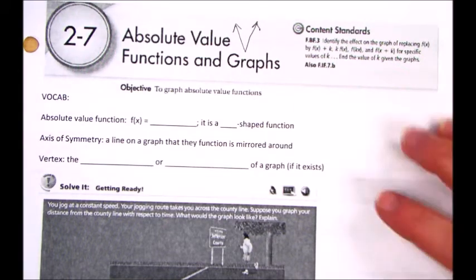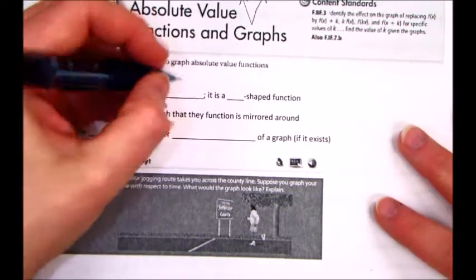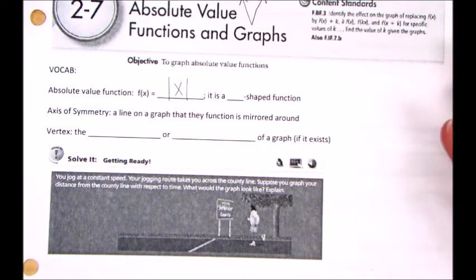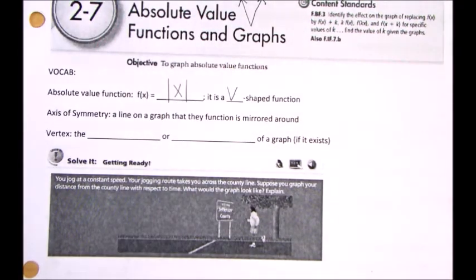Let's start with some vocab. Absolute value function is f of x, which is just y equals the absolute value of x. That's as basic as it gets. It is a V-shaped function. It's going to look like a V. Could be upside down, could be moved left, right, could be shorter, taller, but it's going to be a V.